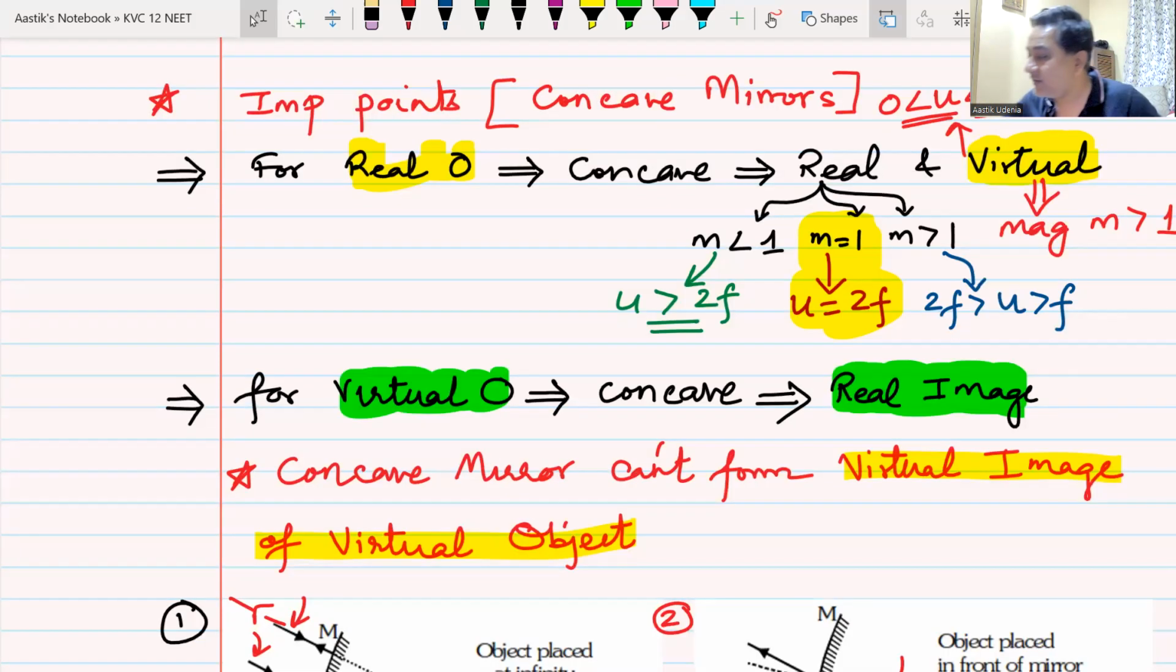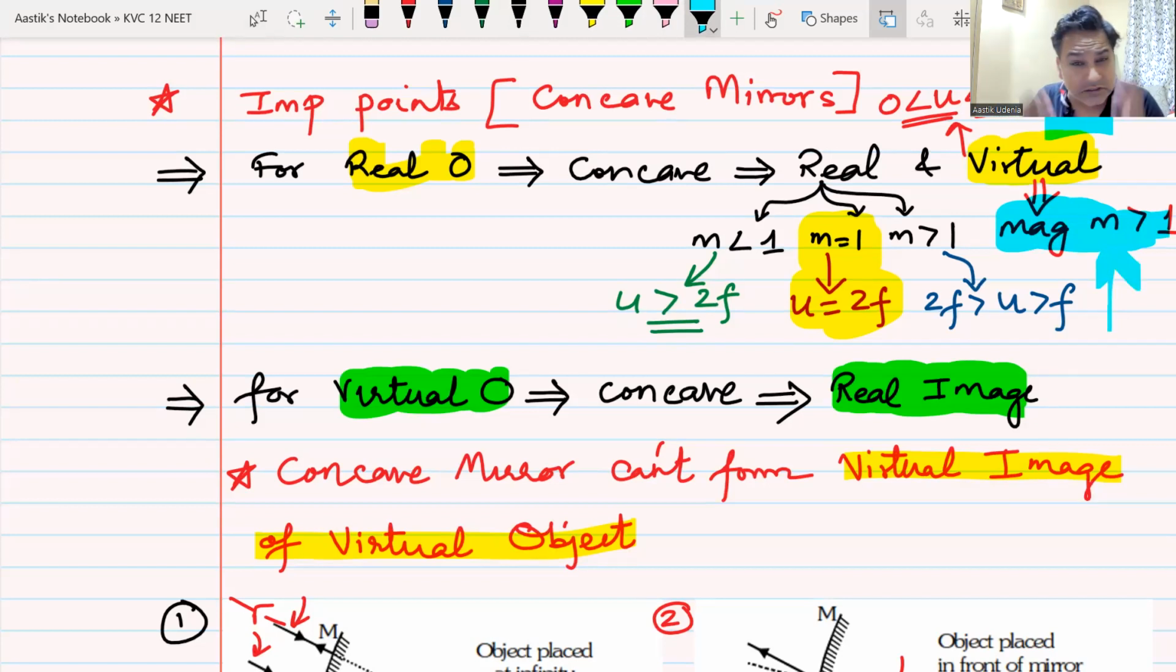And for a concave mirror, again look at your notes. The magnification for a virtual image is always greater than 1. So from here we can conclude that the mirror has to be concave and the image is virtual. Then only you can see your image. Do we understand this? That is the reason I have done this question.